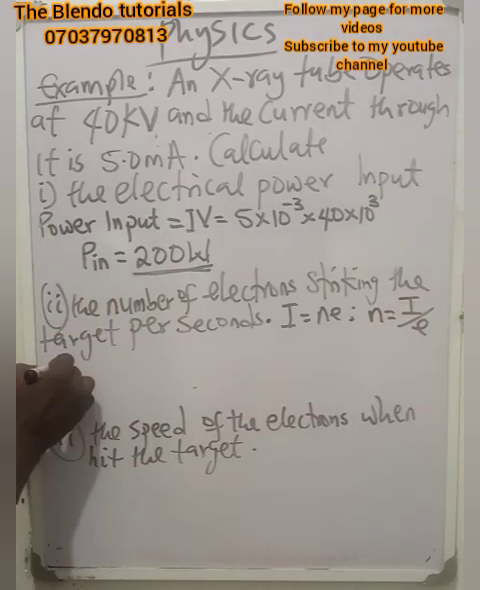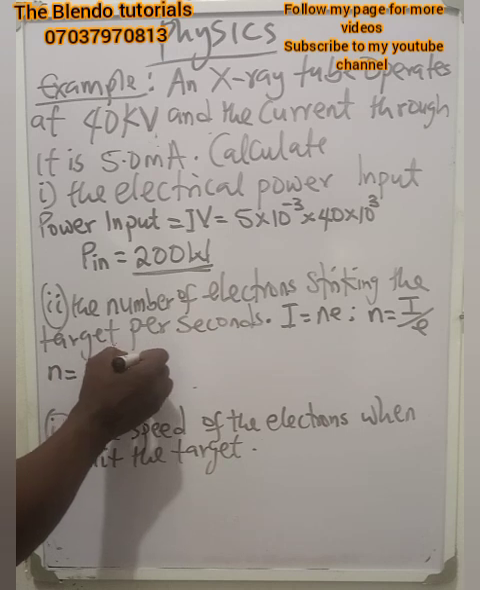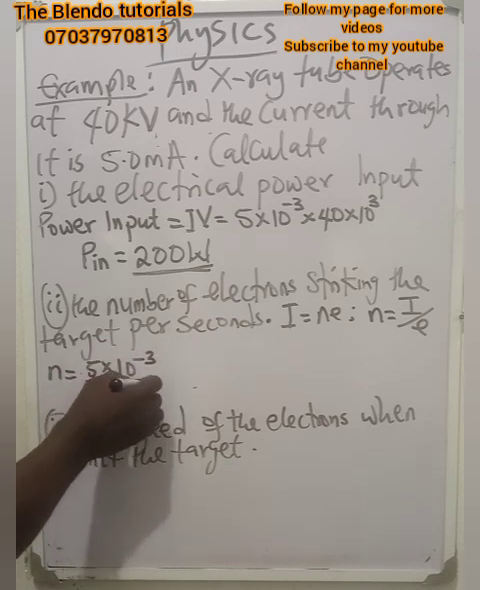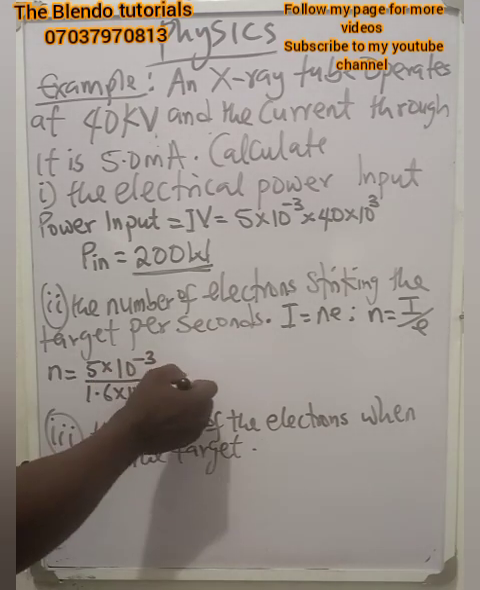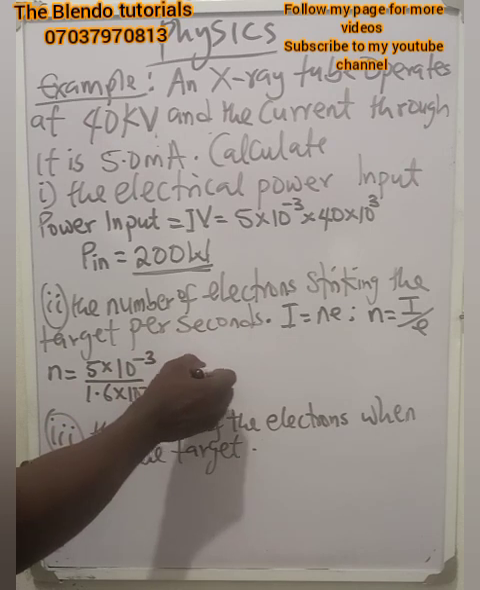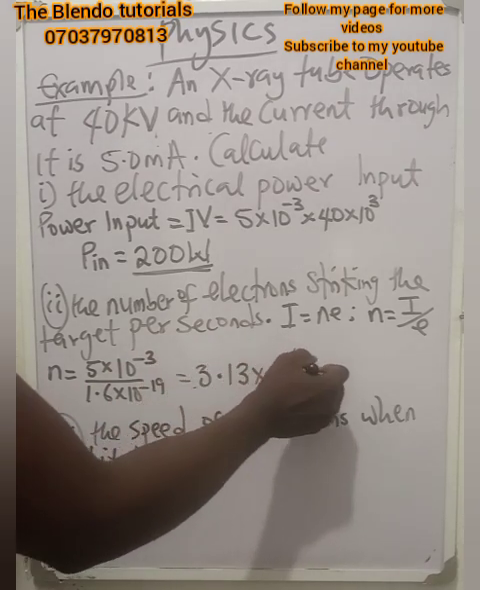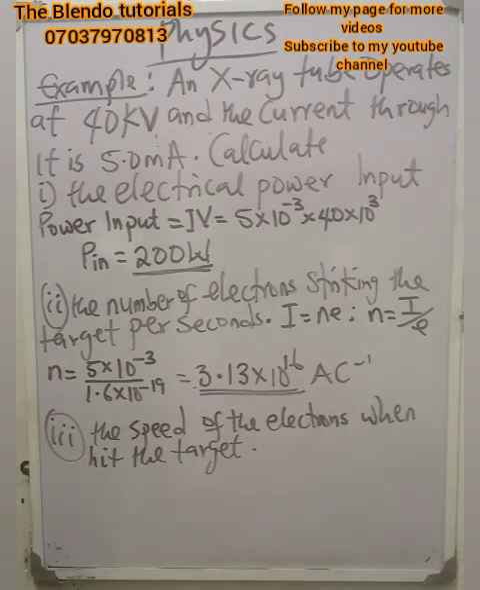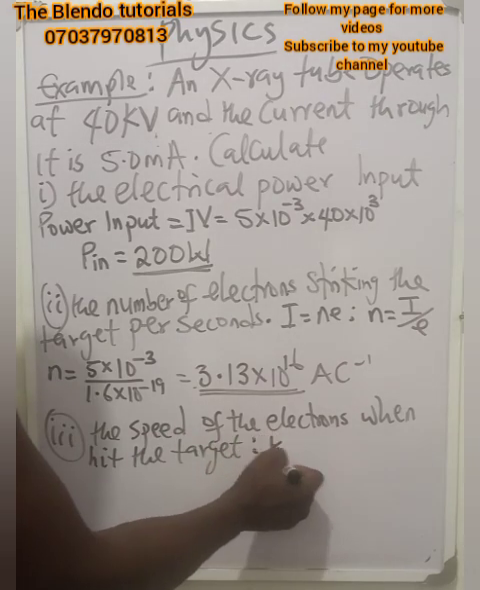Then the number of electrons striking the target per second is very simple. It is equal to current divided by charge. The current is 5 times 10 raised to the power minus 3 over charge. Charge is 1.6 times 10 raised to the power minus 19. It's a constant, you must know it. So when you punch your calculator, you get 3.13 times 10 raised to the power 16 per second.